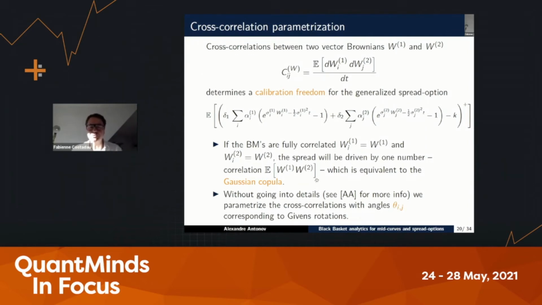So without going into details, we can say that we can parameterize the cross correlations with angles theta_i and theta_j, which correspond to so-called Givens rotations. And so having this correlation freedom, we can come up with a very rich cross correlation structure and very rich calibration capabilities to the spread options with multiple strikes.